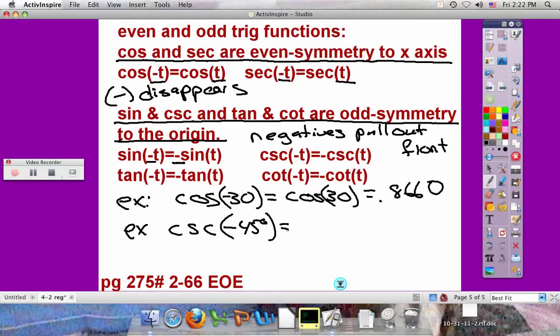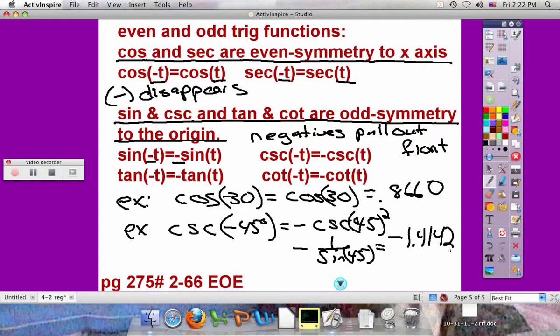If I wanted, for example, the CSC of negative 45 degrees. That's like looking up a negative CSC of 45. But CSC you can't look up, so that's really a negative of 1 over the sine of 45 is what you type in. So you type in negative 1 divided by the sine of 45 degrees. And you get negative 1.4142. All done. Thanks.